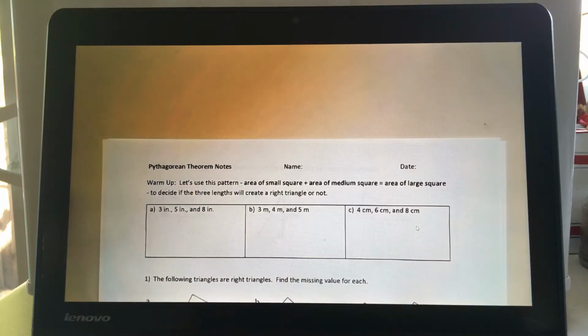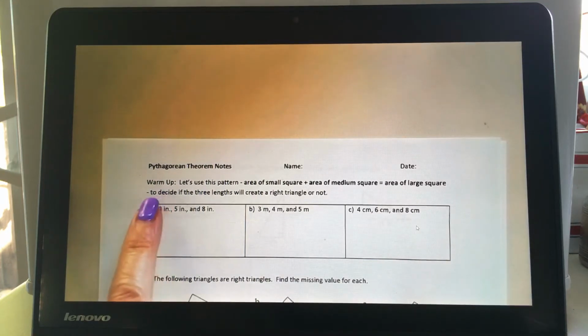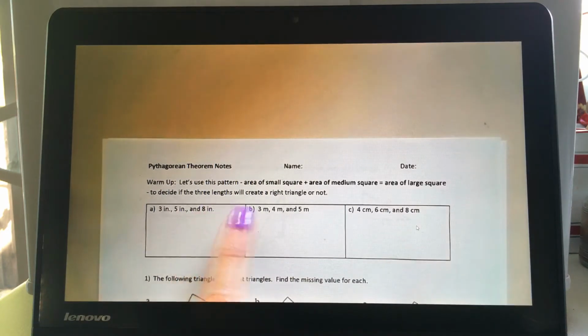Welcome to another week. We are taking a look this week at using our exponents and our radicals, putting them together in some geometry. We're going to take a look at Pythagorean theorem. Pythagorean theorem works with triangles, right triangles. So what we're going to do, taking a look at the notes outline, is look at a pattern of a small square, a medium square, and a large square to decide if those three lengths are going to create a right triangle or not.